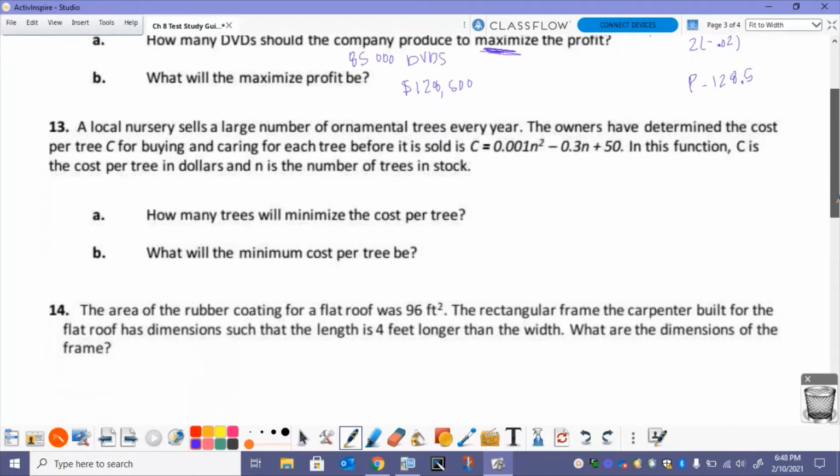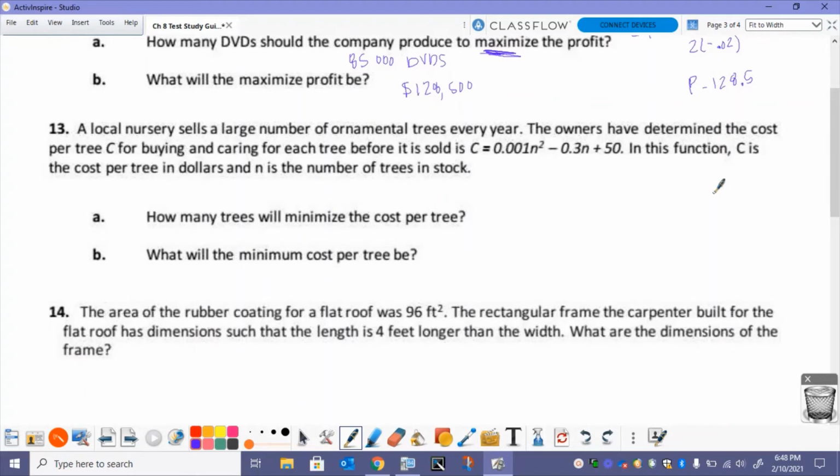Okay. Number 13, a local nursery sells a large number of ornamental trees every year. The owners have determined the cost per tree, C, for buying and caring for each tree it is sold, is this long number. In this function, C is the cost per tree in dollars and N is the number of trees in stock. So the question asks how many trees will minimize the cost per tree. So minimize, once again, vertex. Okay, if you have a maximum or a minimum, that's your vertex. So we're going to do the same thing.